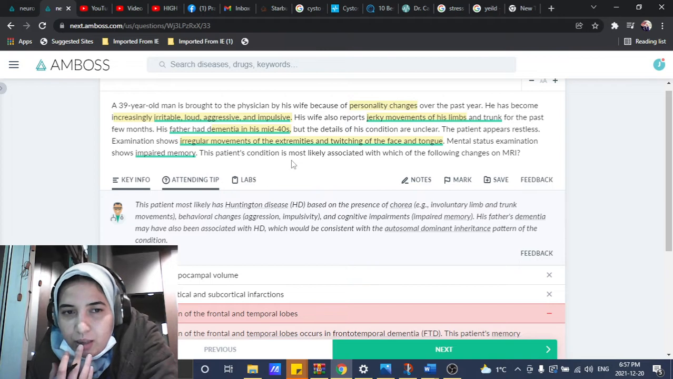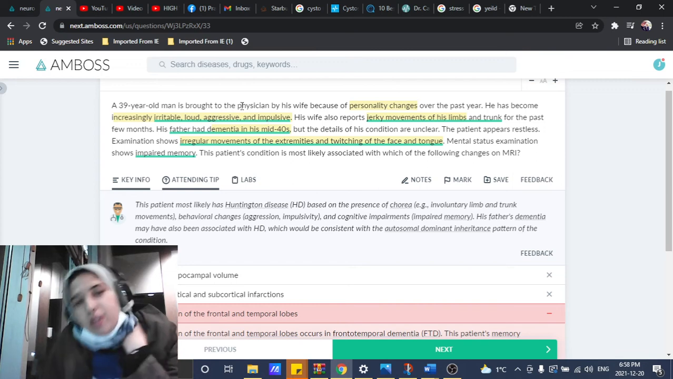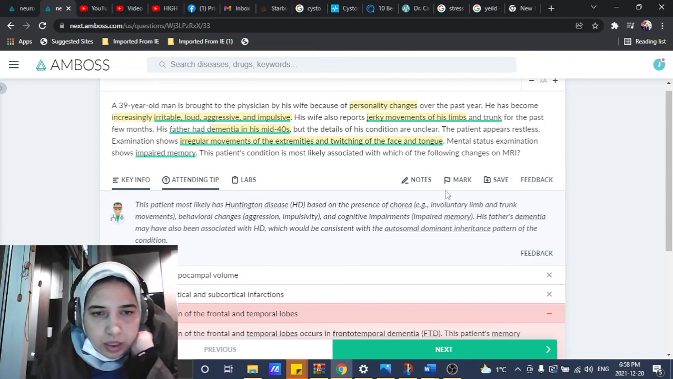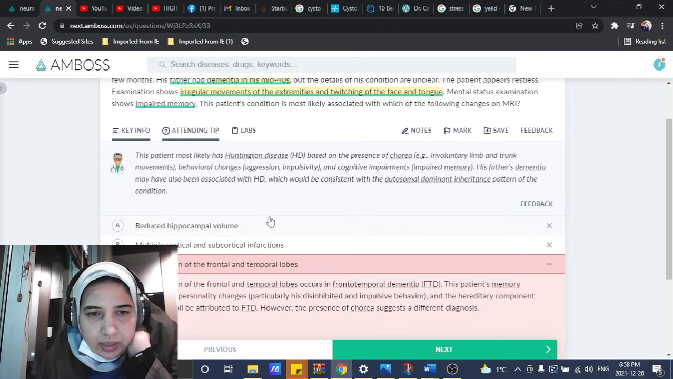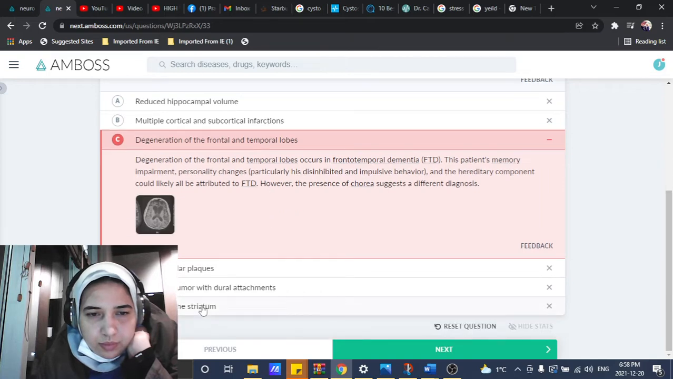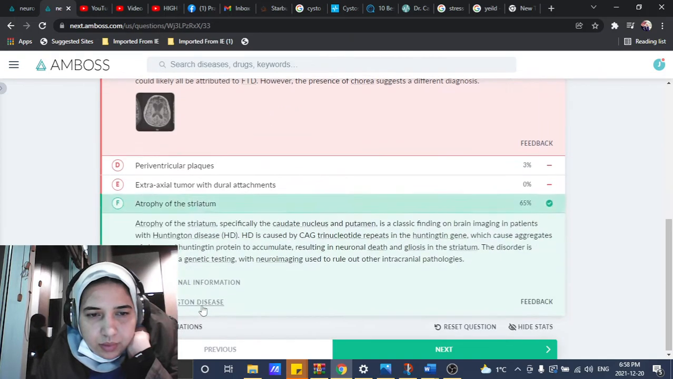The patient most likely has Huntington's disease in the presence of chorea and behavioral changes. Why did I pick Parkinson's? I was going to say, yes, his father. So, yes, he has anticipation because he's 39 and he's having symptoms. But, okay, so if it is Huntington's, then that would be the answer. Atrophy of the striatum, specifically the caudate nucleus and the putamen.